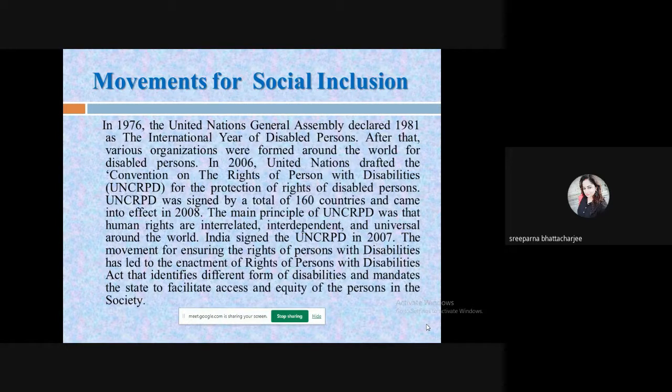And these acts have not been formulated in a single day. It is the result of so many struggles of stakeholders from different sectors. Okay.